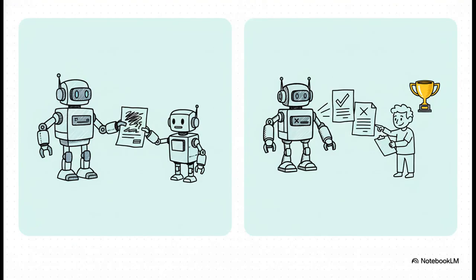But wait, where do you get all that preference data? You can't just have humans do it all, it's too slow. So there are two pretty clever ways to scale it. The first is strong versus weak. It's simple. Get a stronger model and a weaker model to answer the same prompt, and just automatically label the stronger model's answer as the chosen one.